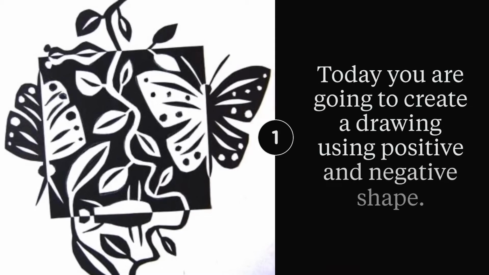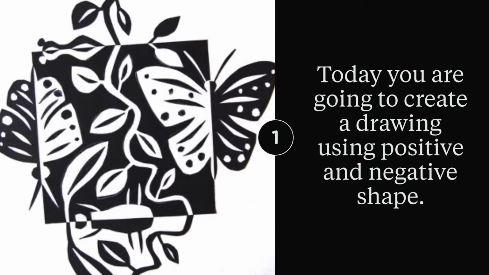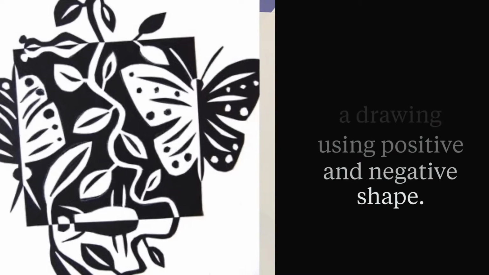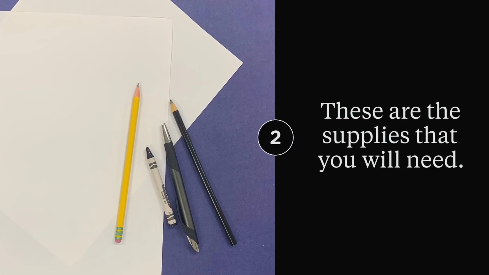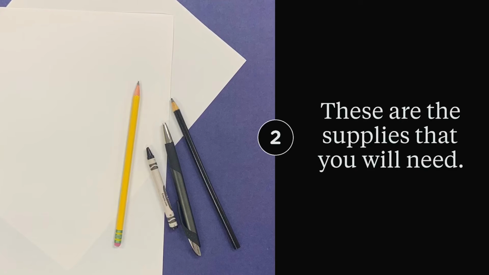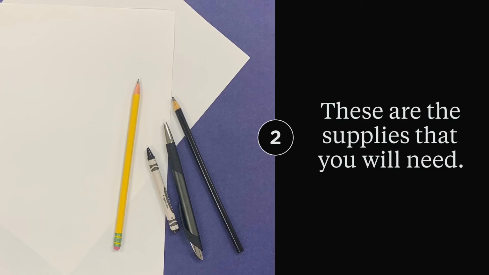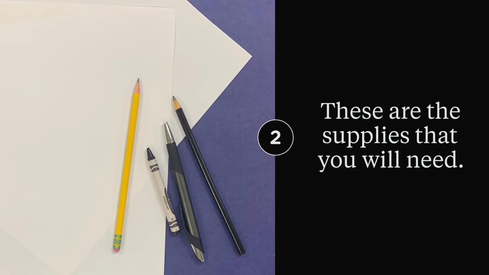For today's art lesson, you are going to create a picture that plays around with positive and negative shape. You are going to need a pencil and an eraser and a piece of paper, and you are going to need something to color in black with. It can be a black crayon, a black colored pencil, or a black marker.